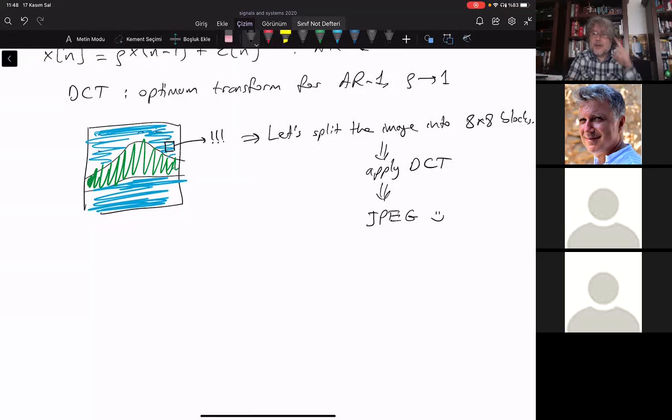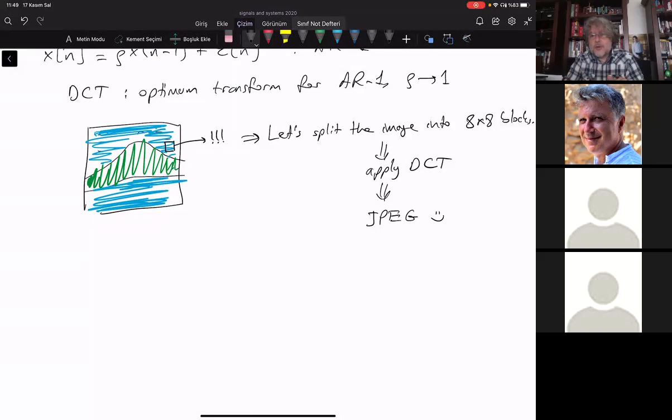But the idea, all of those complicated things, come from the fact that the discrete cosine transform is very efficient for autoregressive 1 signals as rho approaches 1. Now, another interesting idea is that there may exist a discrete sine transform, DST. This is the discrete cosine transform, DCT. The discrete sine transform is also an optimal transform for a completely different class of signals, which is autoregressive 1 as rho goes to -1.